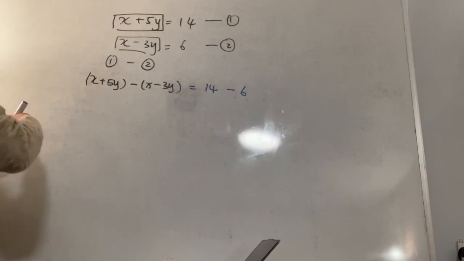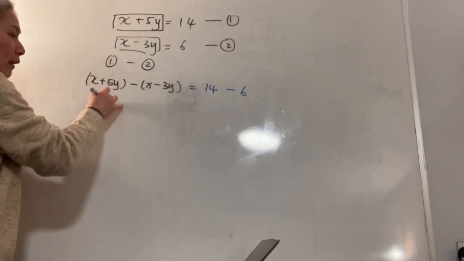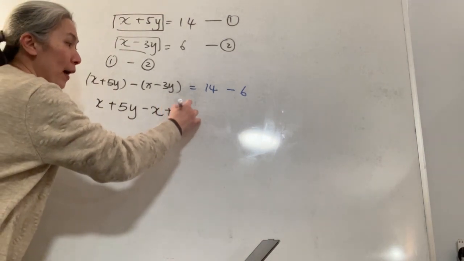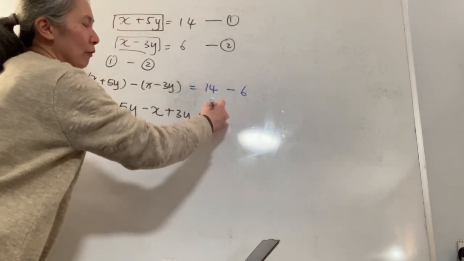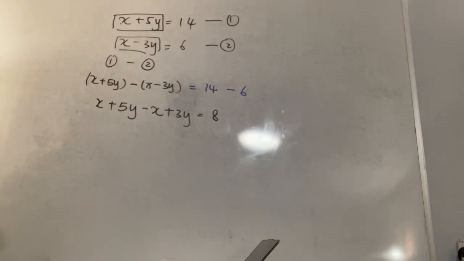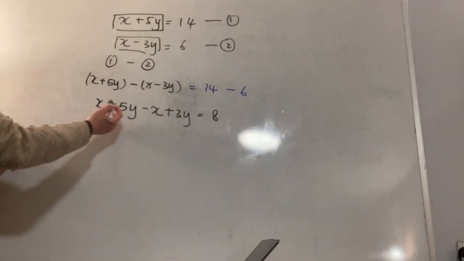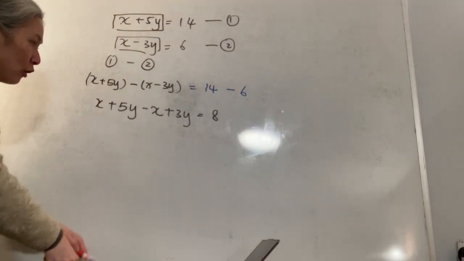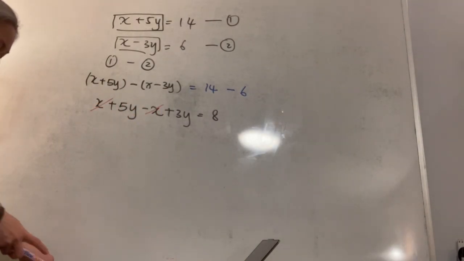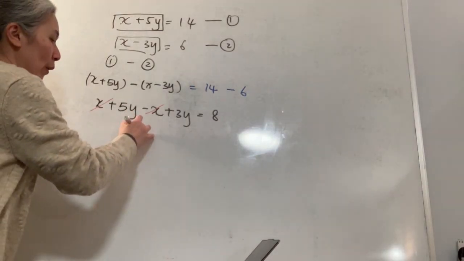So if you get rid of all the brackets, you are going to have, and then plus 3y, that's why we need the bracket. 14 minus 6 is 8. And x minus x, that means no more x. This is gone. Yeah, therefore you are left with 5y, 8y, sorry.